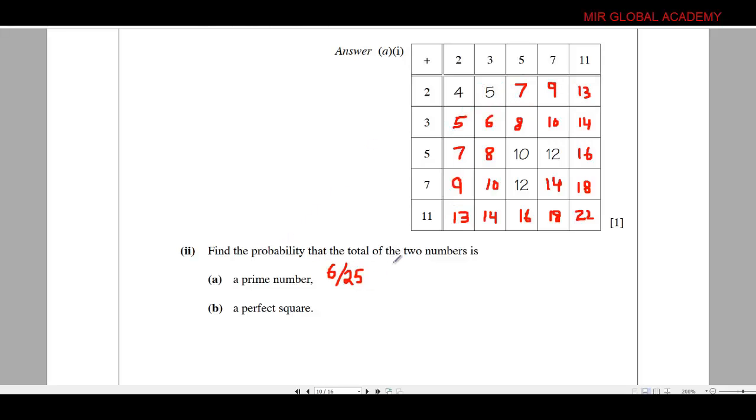Find the probability that the total of the 2 numbers is a perfect square. Out of these 25, these numbers are perfect squares. This is the square of 2, this is the square of 3, this is the square of 4. These are 5 numbers, so the probability is 5 over 25. After simplification, it is 1 over 5.